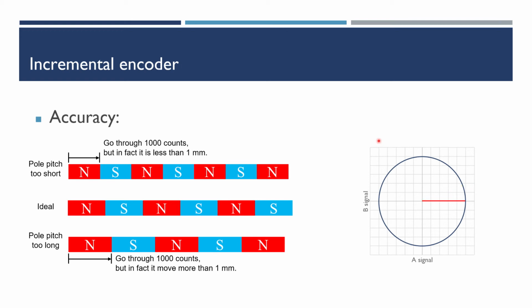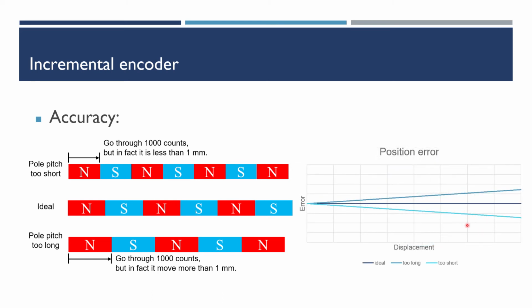And when the scale has a 1.01 mm pole pitch, the least-reduced circle will complete a cycle within 1.01 mm, but it should complete a cycle within 1 mm. So at this time, there will be a 10 micron position error, and overall, in terms of the accuracy, the position error will be in a straight line with a positive or negative slope: positive slope when the pole pitch of the scale is too long, and negative slope when the pole pitch of the scale is too short.